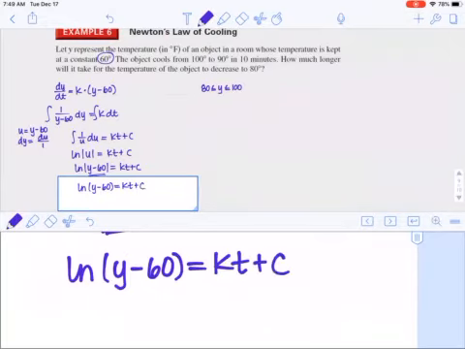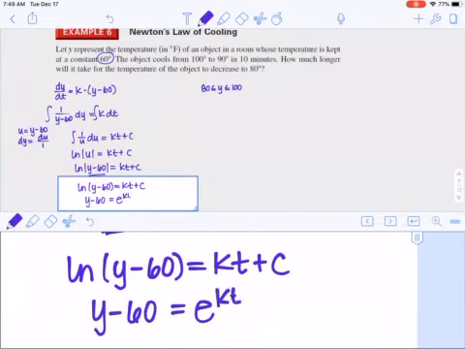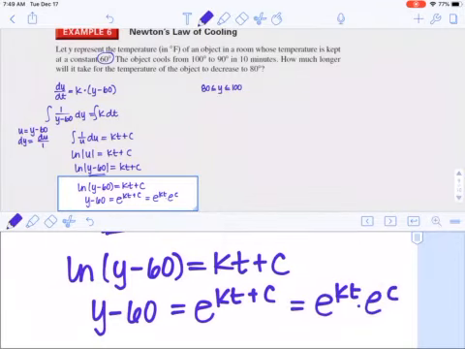All right, and then I can go ahead and do the e to the both sides. E to the natural log is just going to give me this, and on this side I have e to the kt plus c. We've talked about that before, that's e to the kt times e to the c, and we are going to call that a constant a.